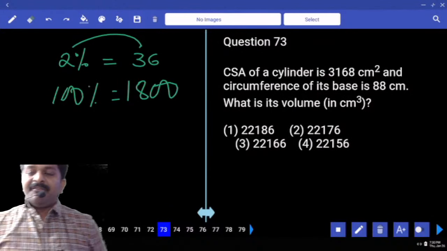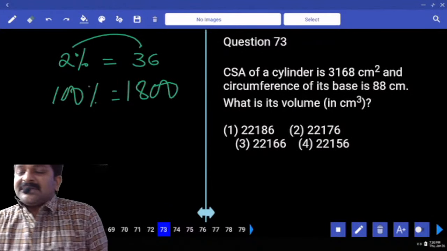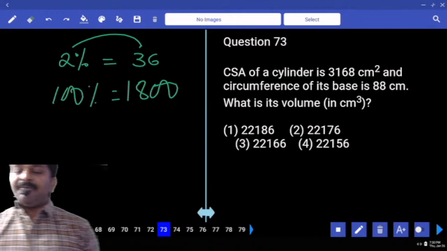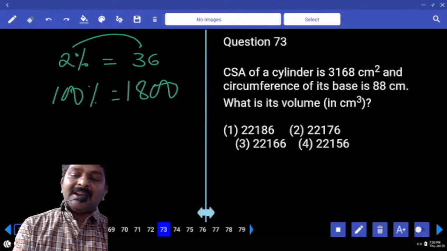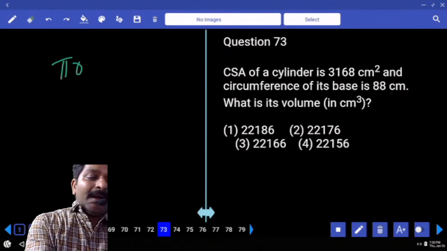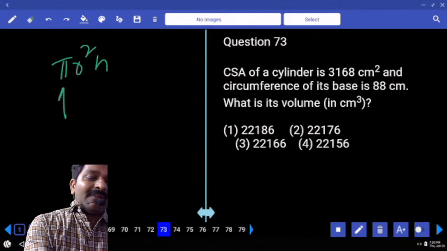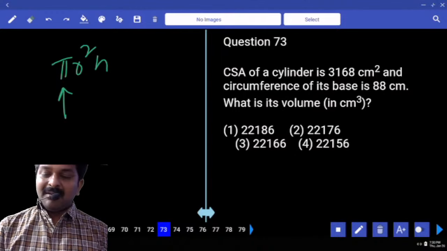Curved surface area of a cylinder is 3168 square centimeters and circumference of its base is 88. What is its volume? Cylinder volume is pi r square h.